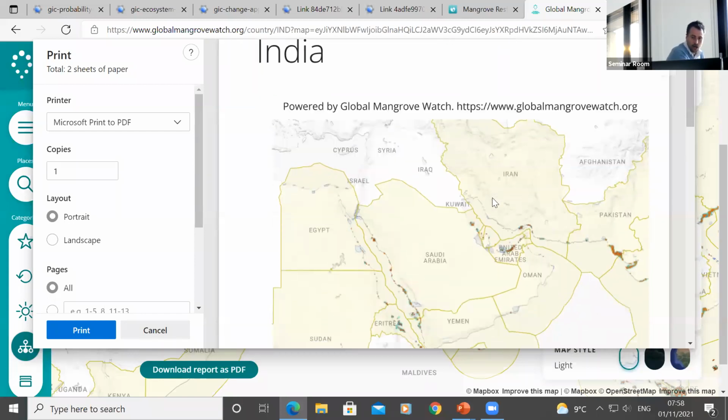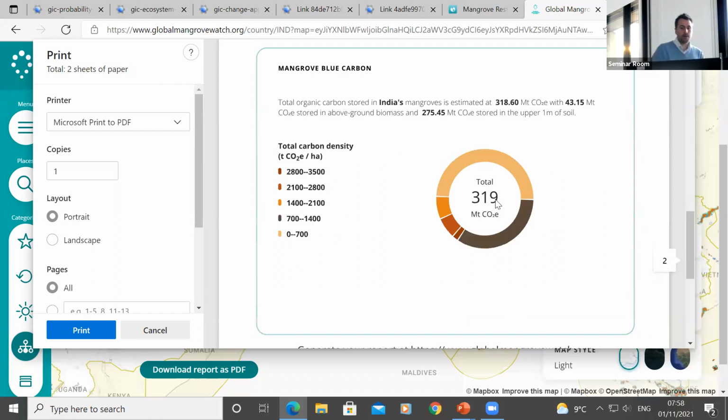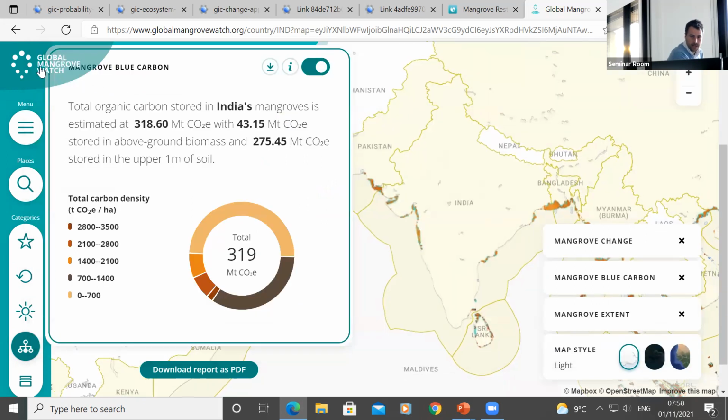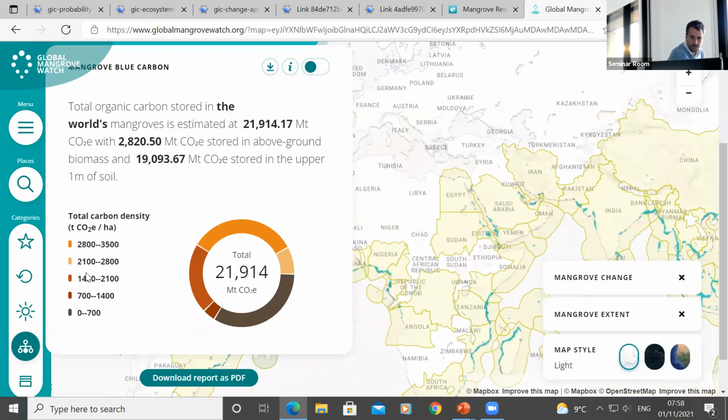What you get is global statistics for carbon being put into the PDF in terms of for India. So you can start to export that data. I'll just cancel that back out, and we'll just go back to the global layer and turn that widget back off.